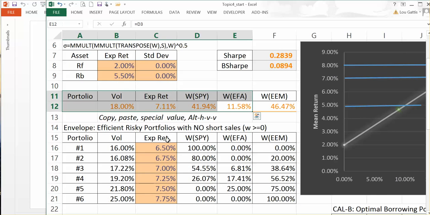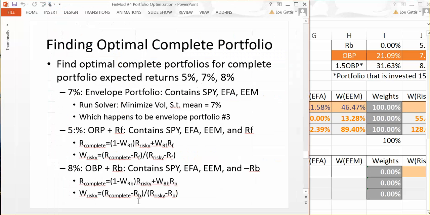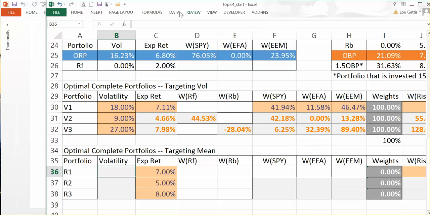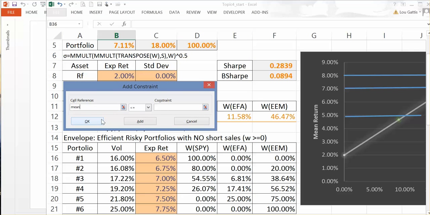I need to run Solver because it's on the envelope. So I'm going to run Solver for an expected return of, what did we say, 7, 5, or 8. So my 7% volatility is a Solver solution, Data, Solver. That's going to minimize volatility. Maybe delete that constraint and add a constraint that the mean is equal to 7%.